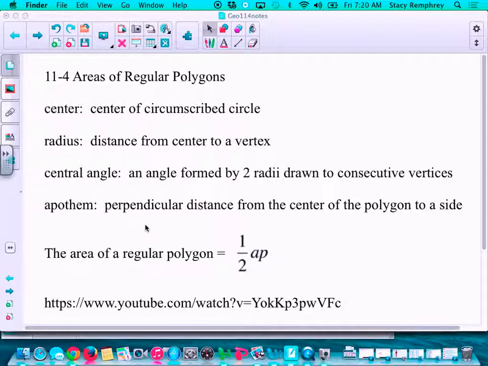And the apothem is the perpendicular distance from the center of the polygon to a side. We worked with that in the exploration, so you should have had that experience. And we discovered that the area of a regular polygon is 1/2 the apothem times the perimeter. Then in the exploration, we worked that out into the area of a circle. This YouTube link uses that idea and shows you another way of looking at the area of a circle, which is where we're going in 11.5.